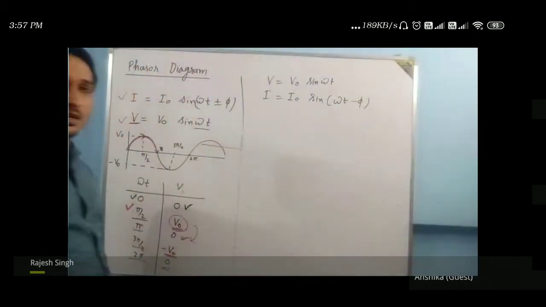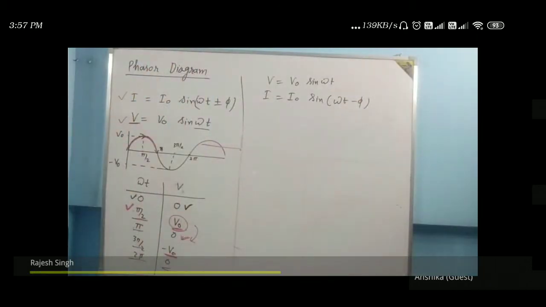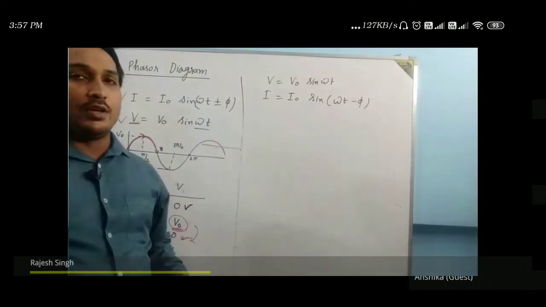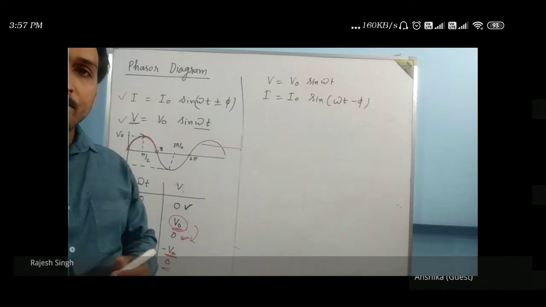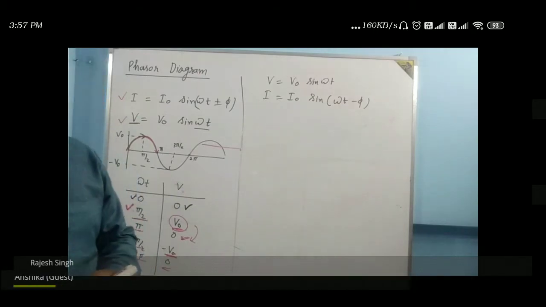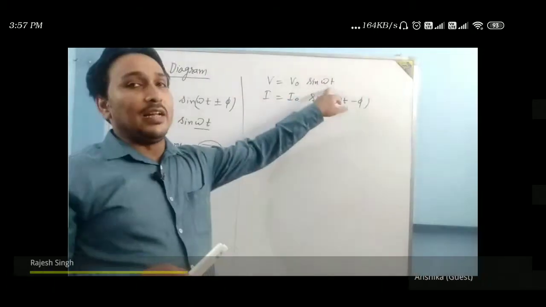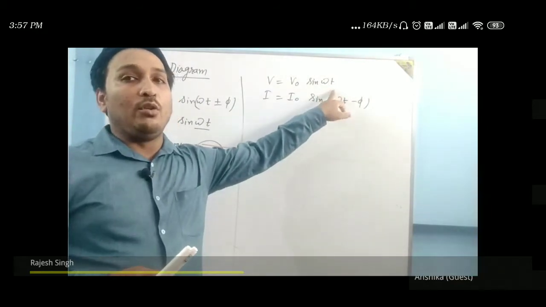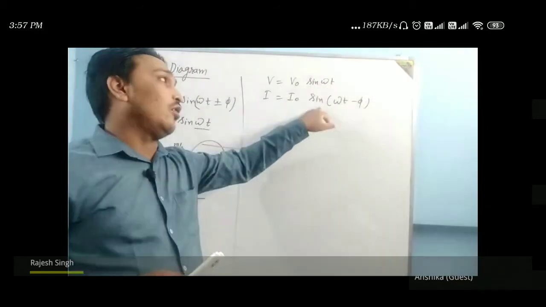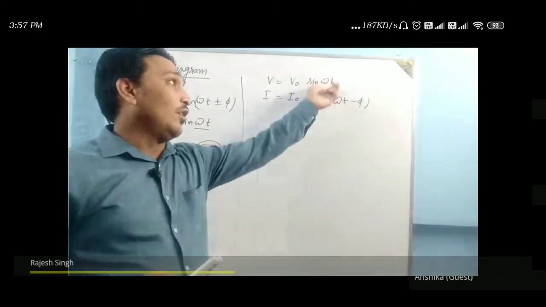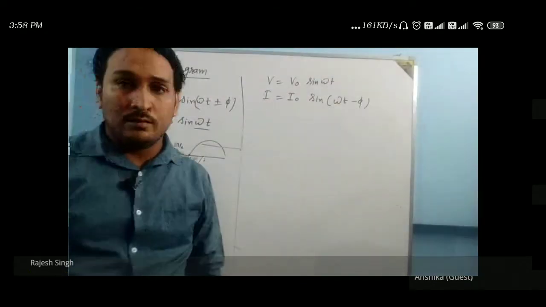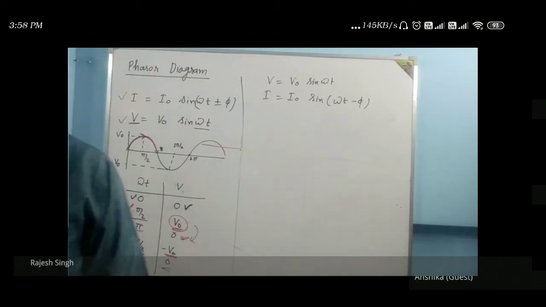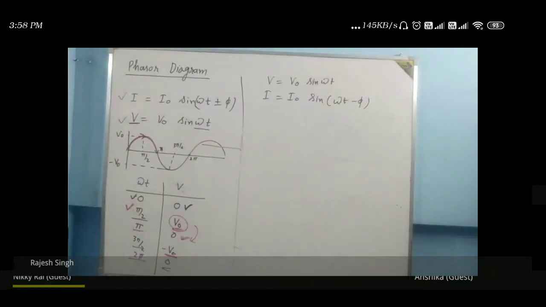What is the phase of voltage? Omega t. In class 11th, remember, I have told you whatever is written in front of sine, cosine, all the things are phase. What is the phase of current? Omega t minus phi.